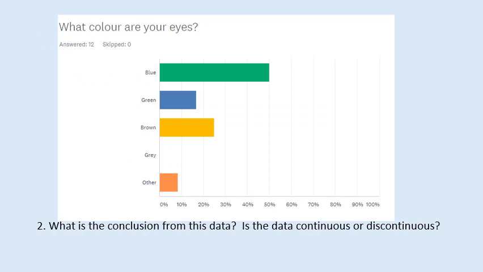Try this one. Again, pause the video. What is the conclusion you can draw from the data? And is the data continuous or discontinuous? Okay, so the conclusion we could draw is that nobody in the class has grey eyes, and that 50% of the class, half the class, has actually got blue eyes. The data is still discontinuous.